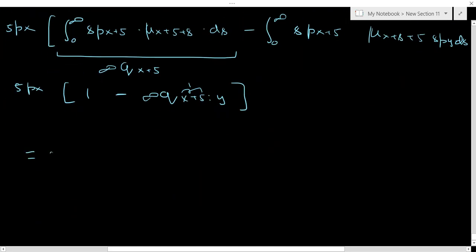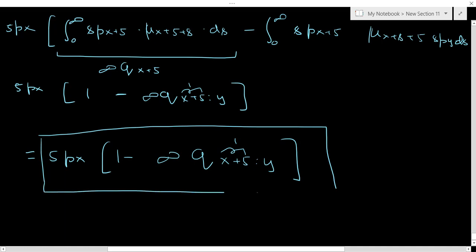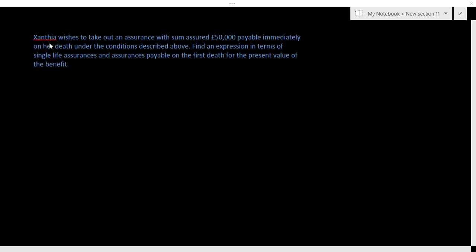So this becomes 5px, sorry, 1 minus infinite q x plus 5 with a 1 over it and y. So this is what I'm trying to calculate here, and this is my answer. So this is another way of solving this question. And okay, so very similar to this previous example, we have the next example.